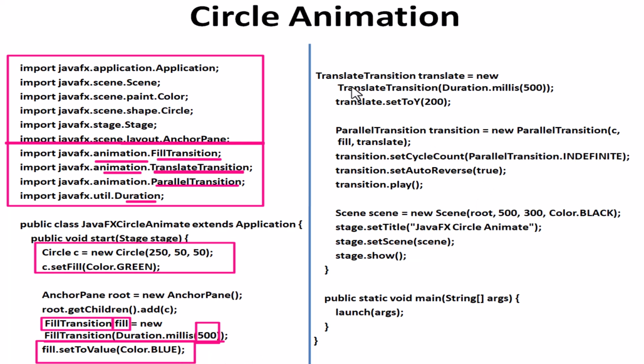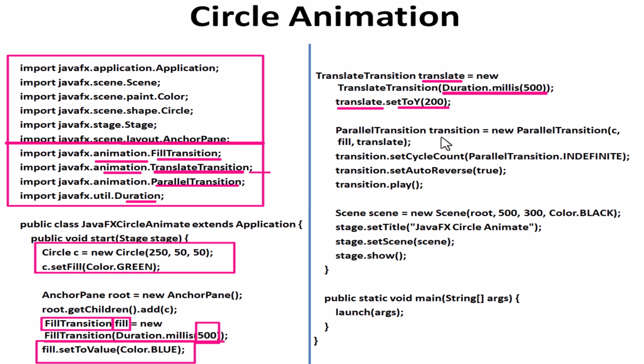Next, translation. We are using the translate transition, so here also we are going to create an object for the translate transition. The object name is translate. Here we are going to set the duration also to 500 milliseconds. Now we set the translate transition element, and the particular duration is 200 milliseconds.